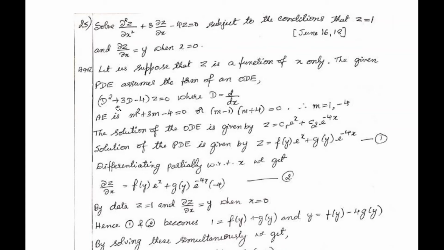Now let's write the auxiliary equation, that is replacing d by m, we get m square plus 3m minus 4 equal to 0. We can factorize this and we can write it as m minus 1 into m plus 4 equal to 0.